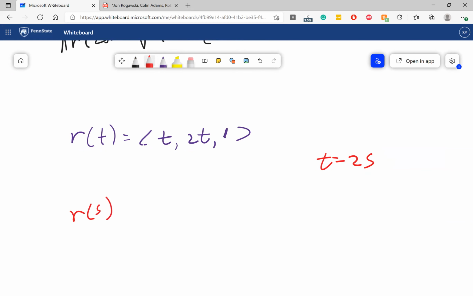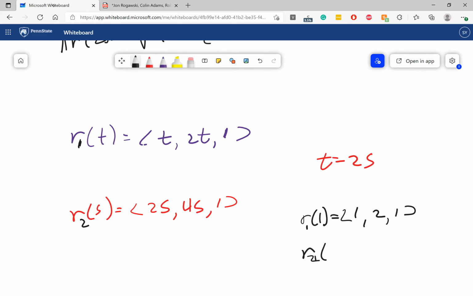So now r of s is going to be 2s, 4s, and 1. This gives you the same curve, which is a line. But, for example, let's say that this is R1 and this is R2. So R1 of 1 is equal to 1, 2, 1. But R2 of 1 is going to be equal to 2, 4, and 1.